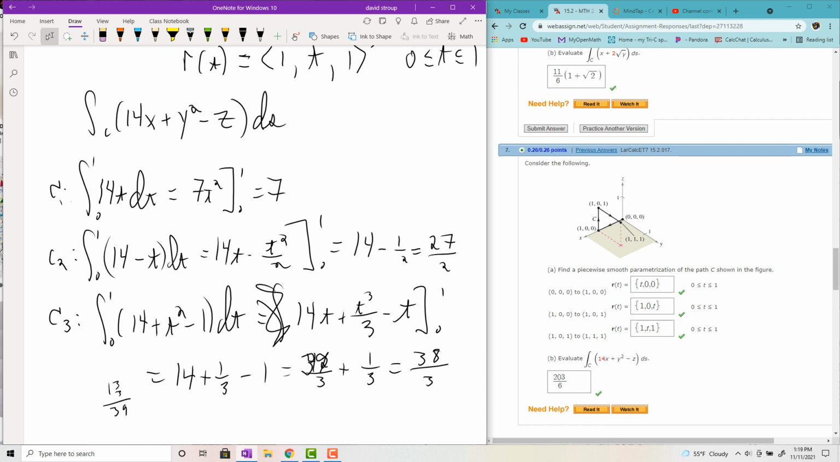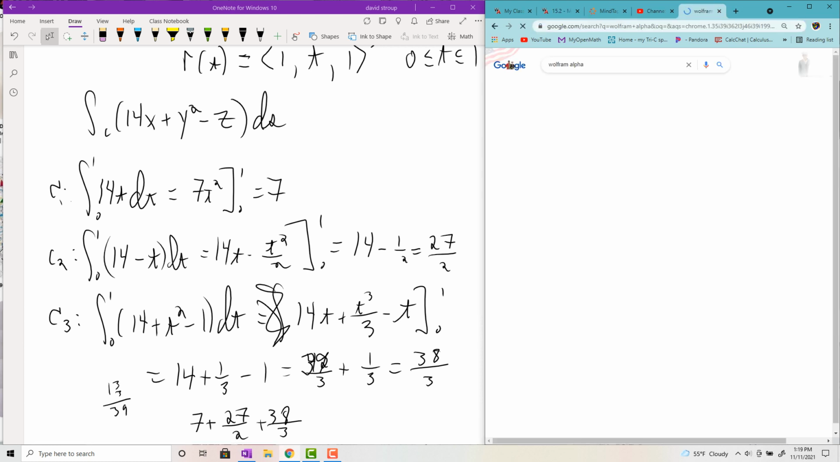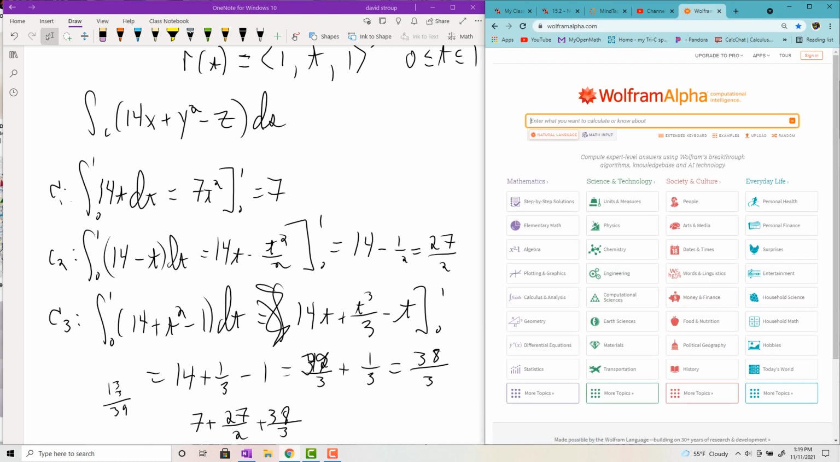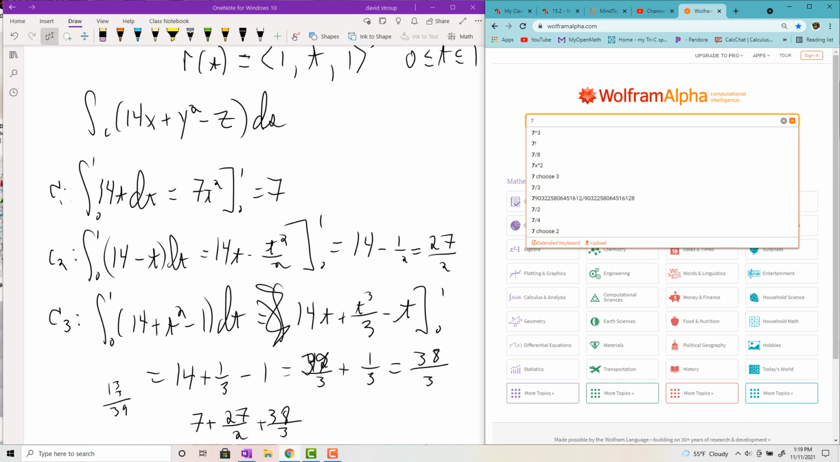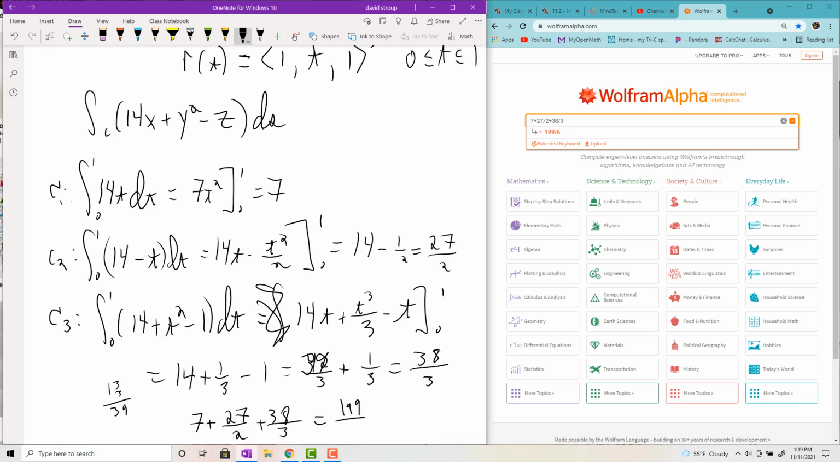And then you have to add all 3 parts together. So you got 7 plus 27 halves plus 38/3. And usually I just go to Wolfram and add them up there. Assuming I didn't make any mistakes, which is highly unlikely, right? 27 halves plus 38/3, and I am wrong. So I'm going to have to pause the video and see what I did wrong.